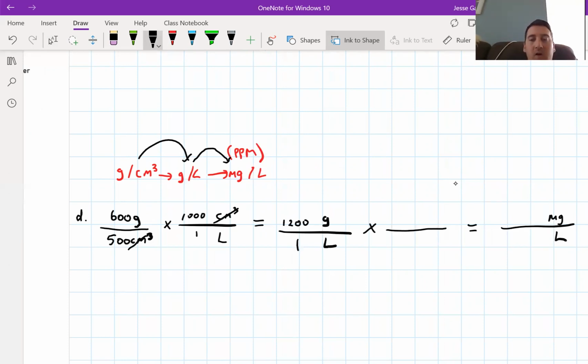So what do I need? I need liters to stay the same, so that's fine. I need grams to disappear, so I need grams in the denominator here so it cancels out, and that means I need milligrams in the numerator. So I've got 1,000 milligrams for every 1 gram. I'm going to stick that into my calculator. This number is getting bigger.